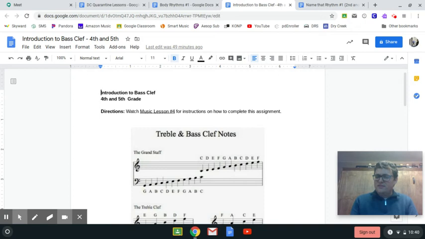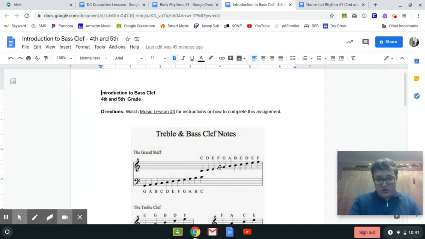Why are there different clefs? Well, the clefs sort of tell us how high or how low we're playing or singing. The clefs tell us what the notes are. They give us little hints on what the note names are. So just for your information, what you need to know is that treble means higher or high, and bass means lower or low. So here is an example of how they line up.